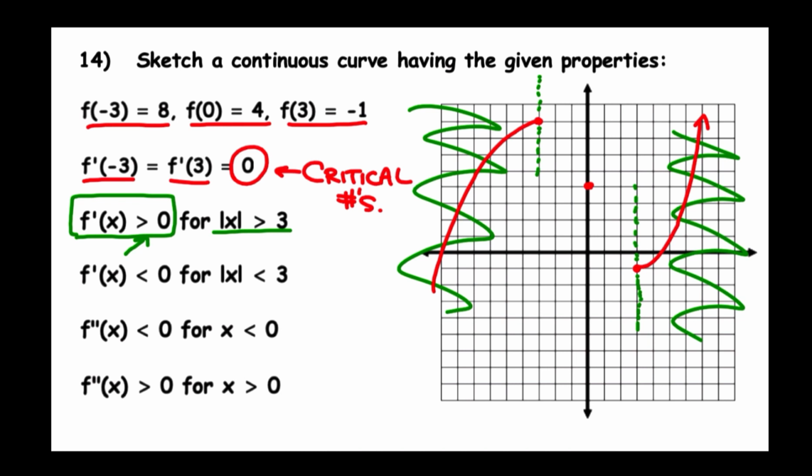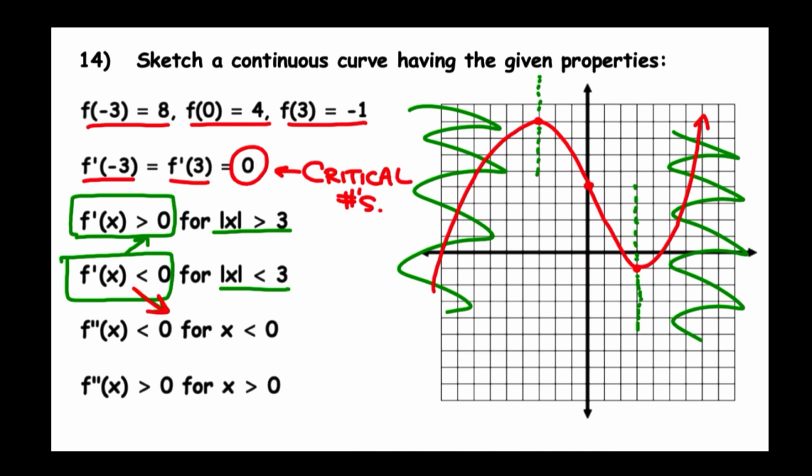on the outskirts. And then it says that the first derivative is less than 0, negative. That means the graph is decreasing or falling if the absolute value of x is less than 3, meaning between -3 and 3. And sure enough, that kind of jives with what I'm seeing, because the graph would have to fall, because this means falling right here.